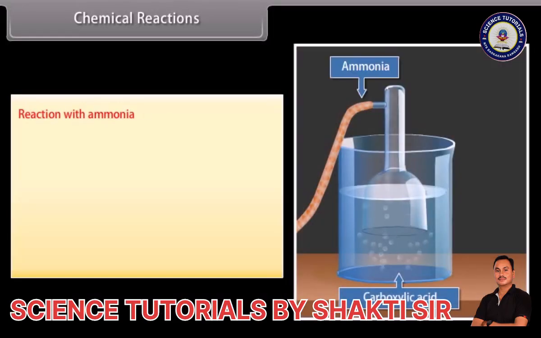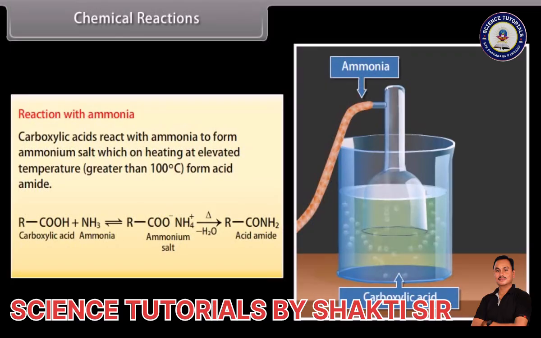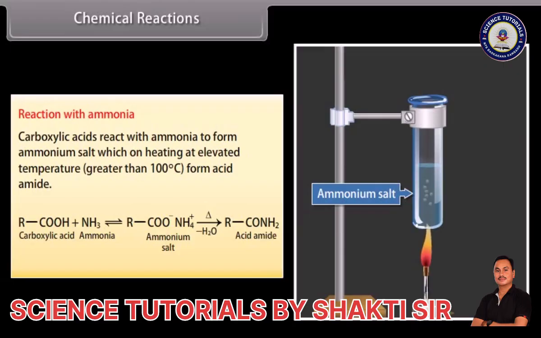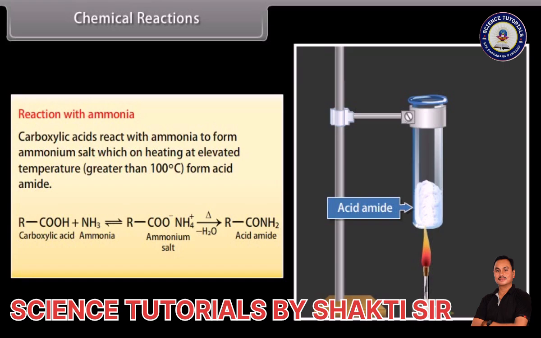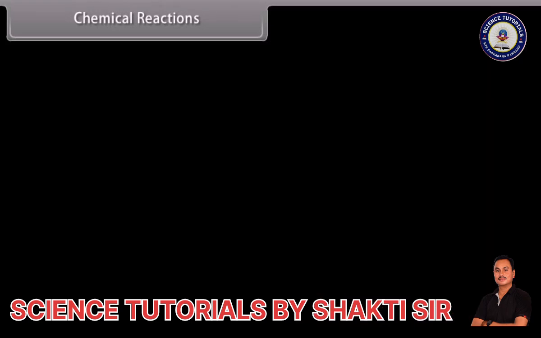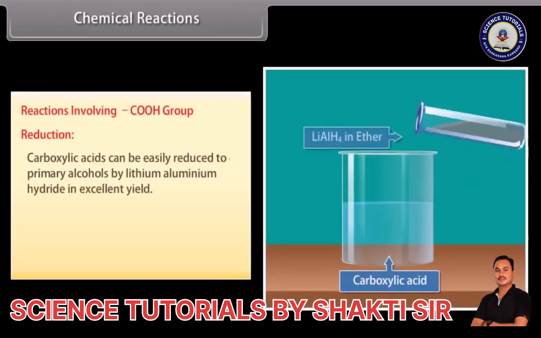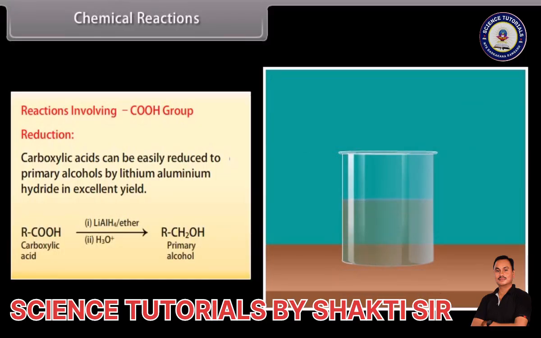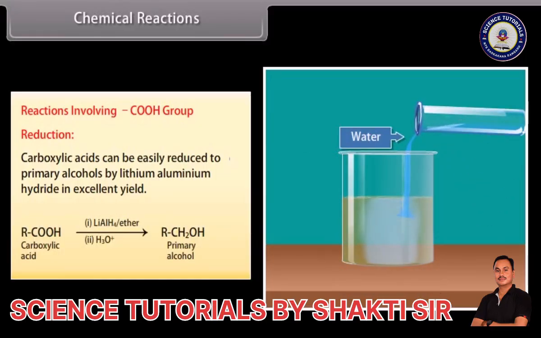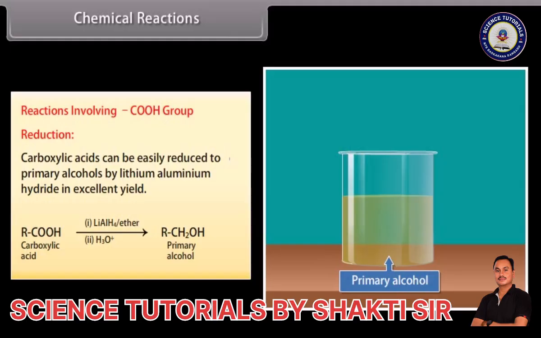Reaction with ammonia. Carboxylic acids react with ammonia to form ammonium salt on heating at elevated temperature, that is greater than 100 degrees Celsius. Chemical reactions. Reactions involving the carboxylic group. Reduction. Carboxylic acids can be easily reduced to primary alcohols by lithium aluminium hydride in excellent yield.